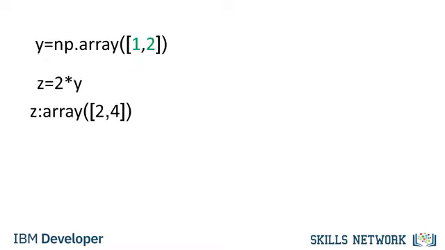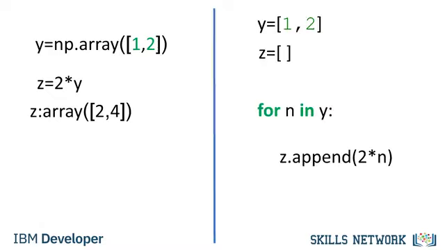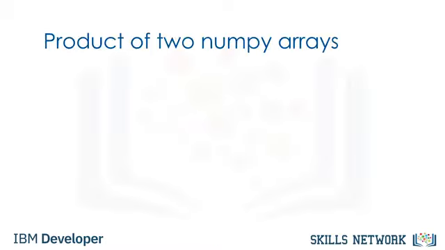Vector multiplication with a scalar only requires 1 line of code using Numpy. It would require multiple lines to perform the same task with Python lists, as shown on the right side of the screen. In addition, the operation would also be much slower. Hadamard product is another widely used operation in data science.